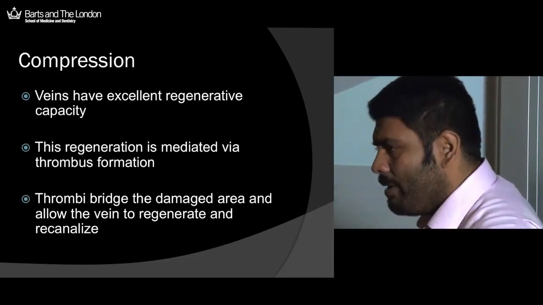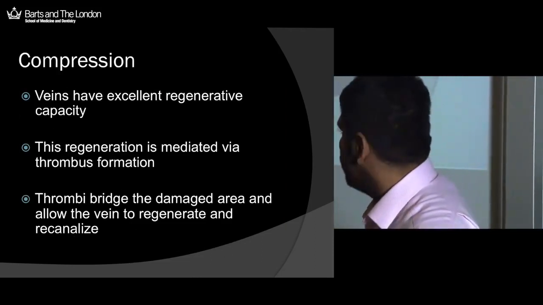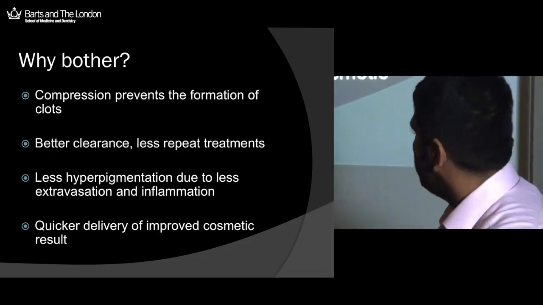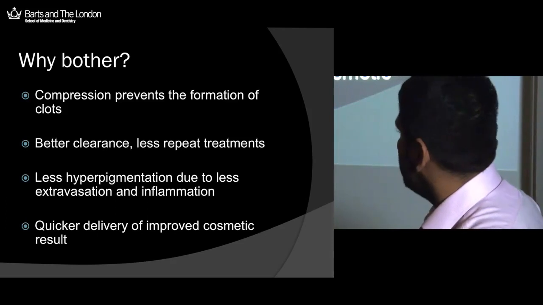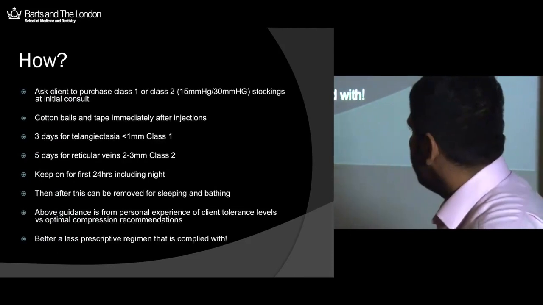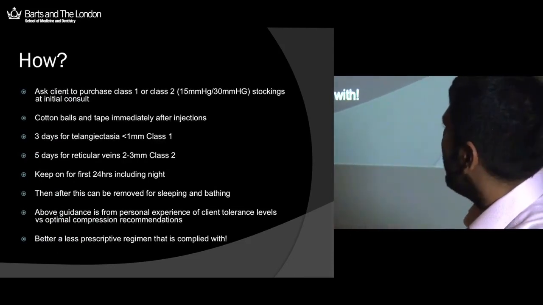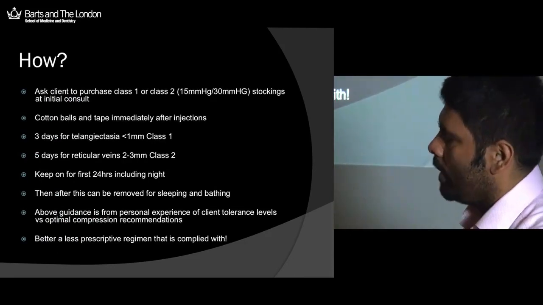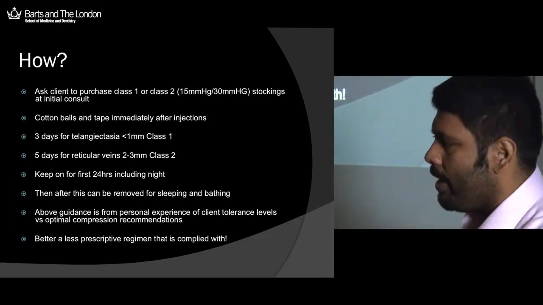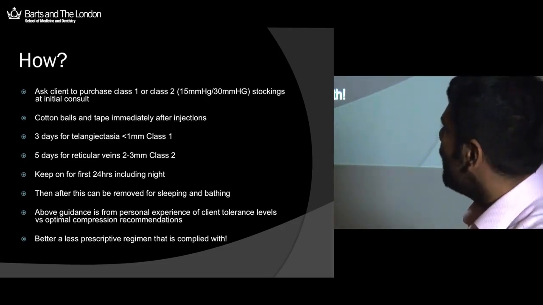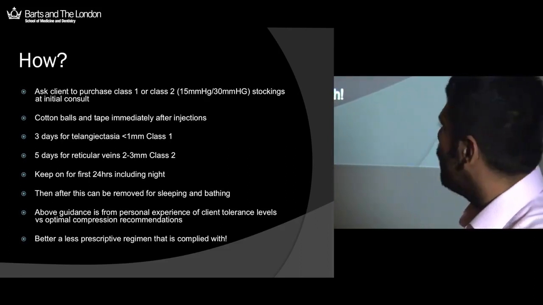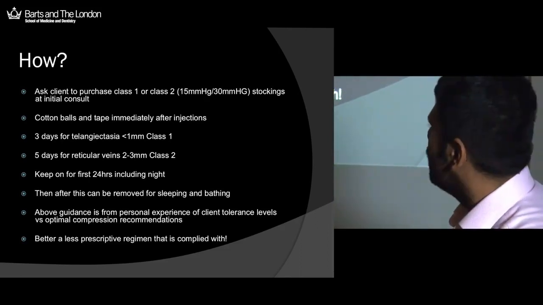Compression: we've explained why we want to stop clots from forming, and this is the reason why we use compression. And obviously that will help with preventing problems such as hyperpigmentation in the long run, extravasation, and inflammation. The way I would normally do this in the practical scenario is that when I've done the consultation, I'll ask the client to go to the pharmacy and obtain a pair of class 1 or class 2 compression stockings. If I'm doing larger veins, I'll ask them to take class 2, which is 30 millimeters of mercury compression, and use that for about 5 days.